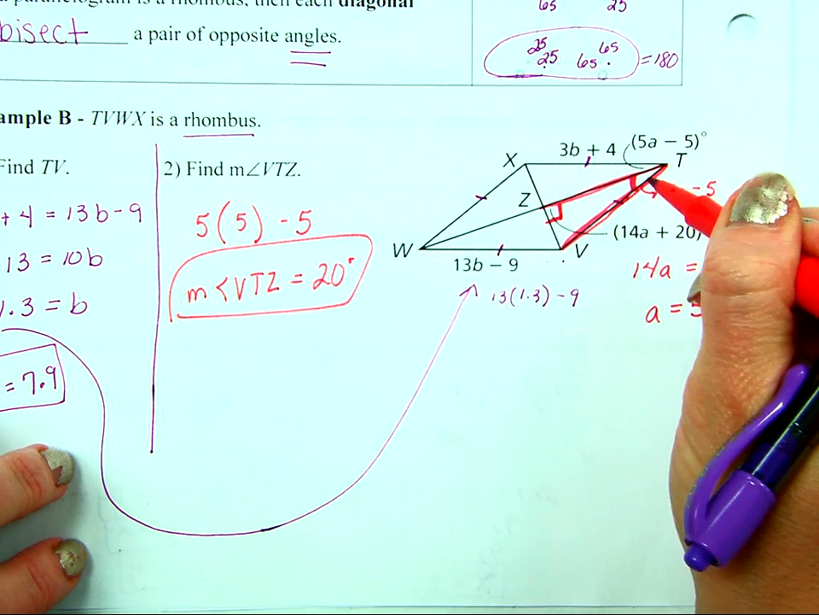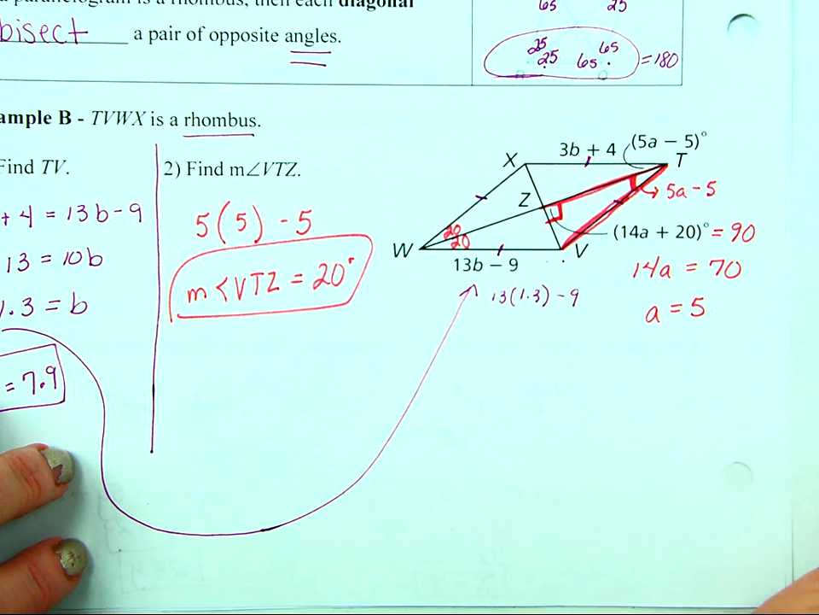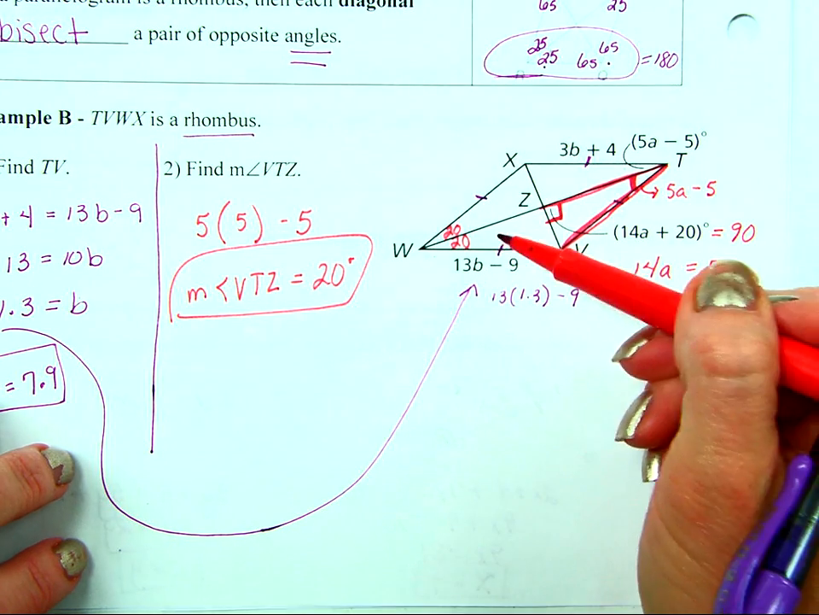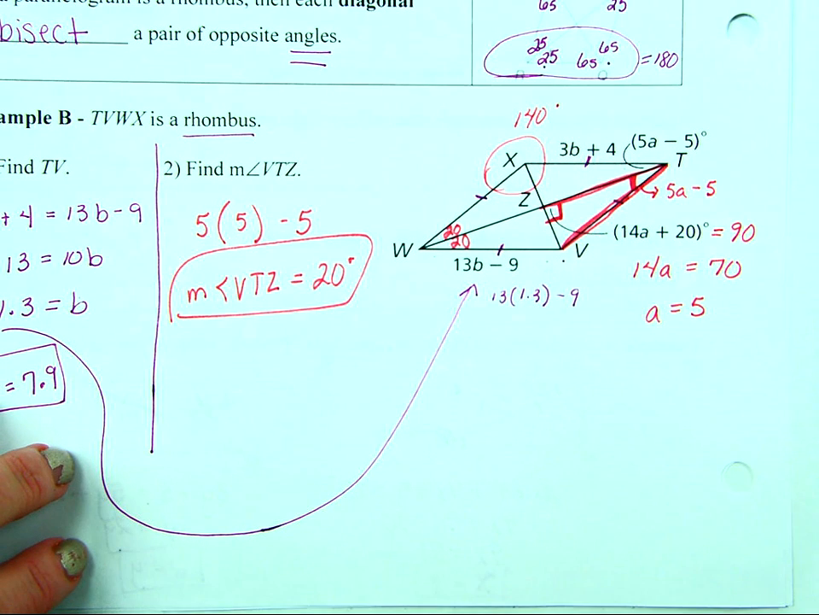Now if this is 20 and 20, these would also be 20 and 20. And we would be able to tell that if this is a 40-degree angle, this angle up here would have to be 140.